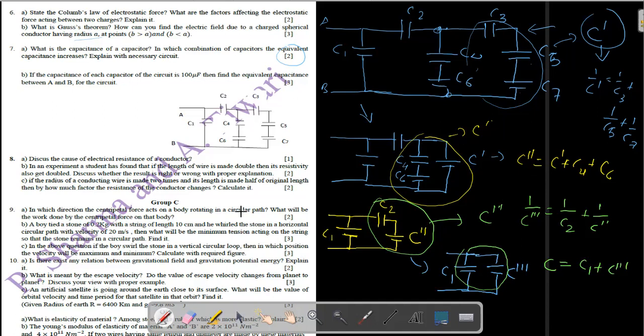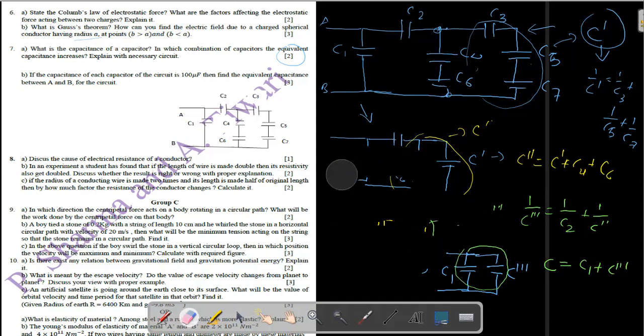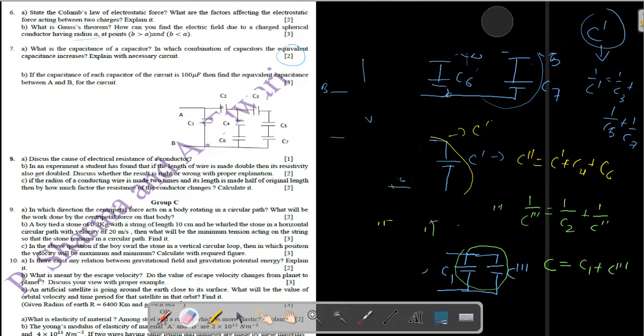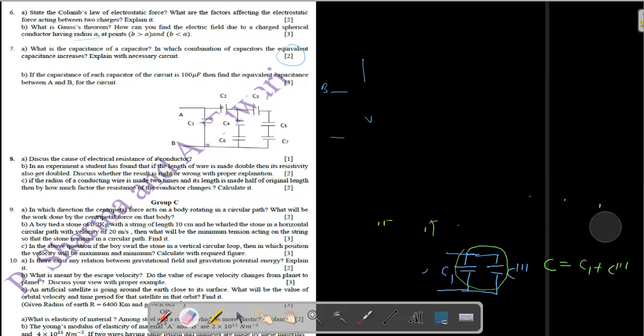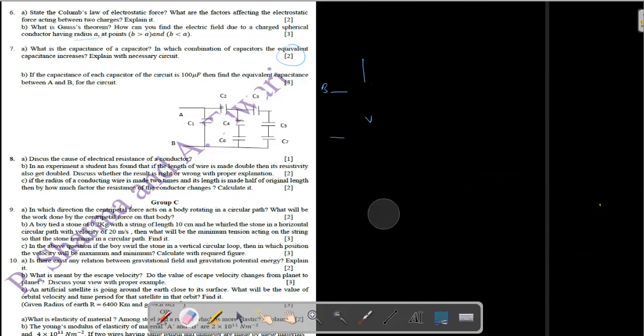Okay, now let us see the last question of this group B, question number 8. After that I will do further solution of some MCQ in another video. Let me see first this. So 8a, discuss the cause of electrical resistance of a conductor.